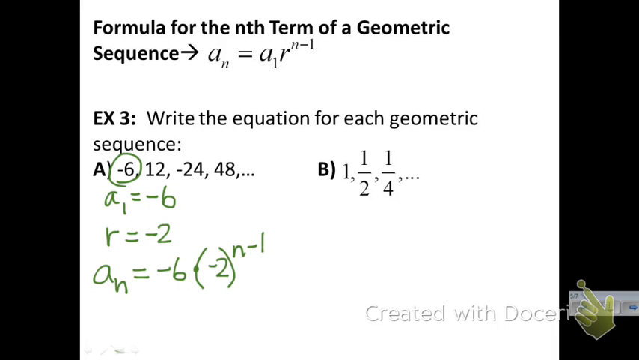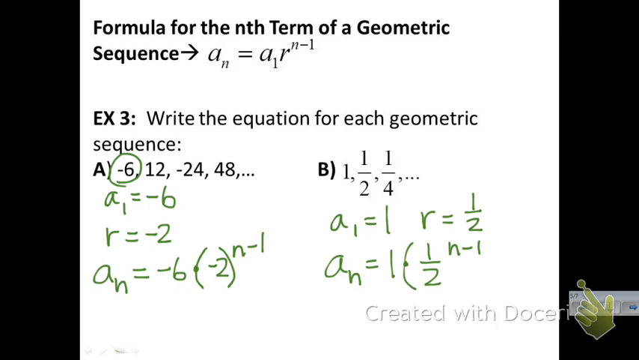So again, the first two things on B that you want to identify is your a sub 1. Your a sub 1 is our first term, which is 1 in this case, and your r. So what are we doing to get from the first term to the second term? It looks like we're multiplying by 1/2. So r is 1/2. And then to write the equation, a sub n equals 1 times 1/2 to the n minus 1. And again here, I'm going to use parentheses to show that we aren't going to multiply first. We're going to do our exponents.